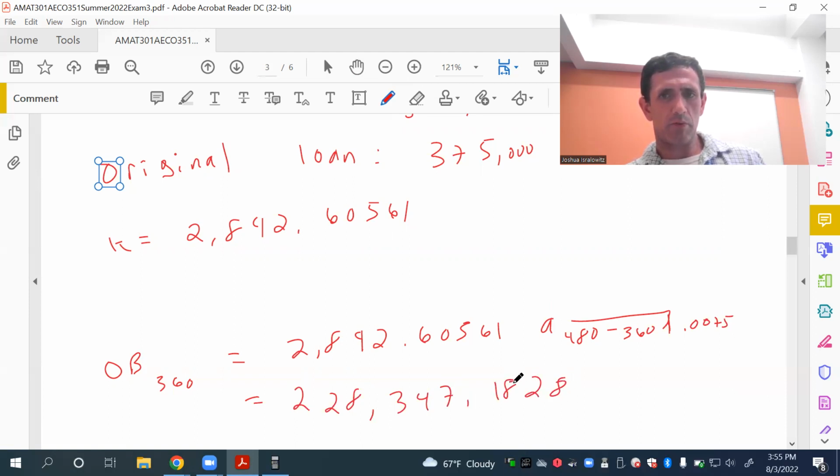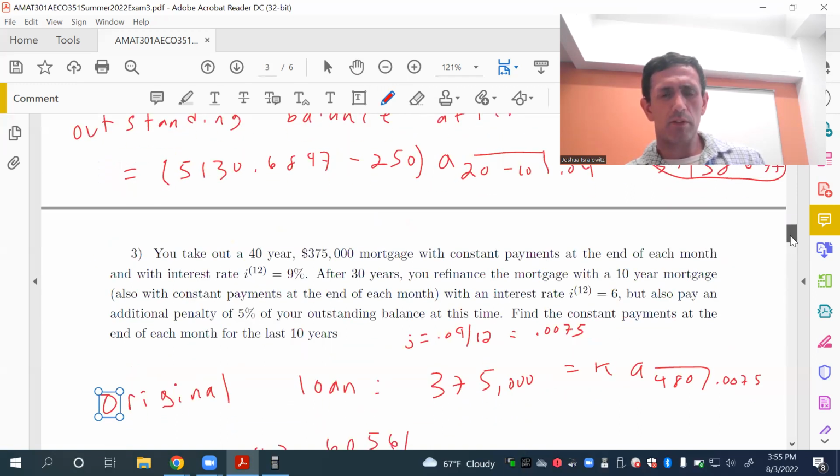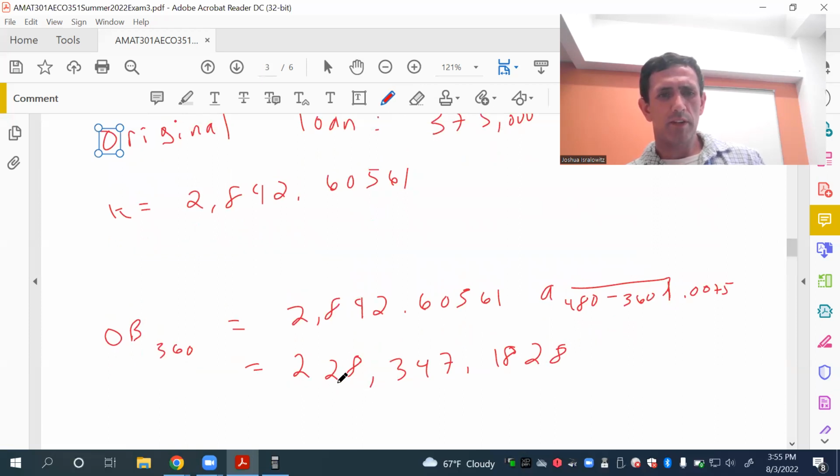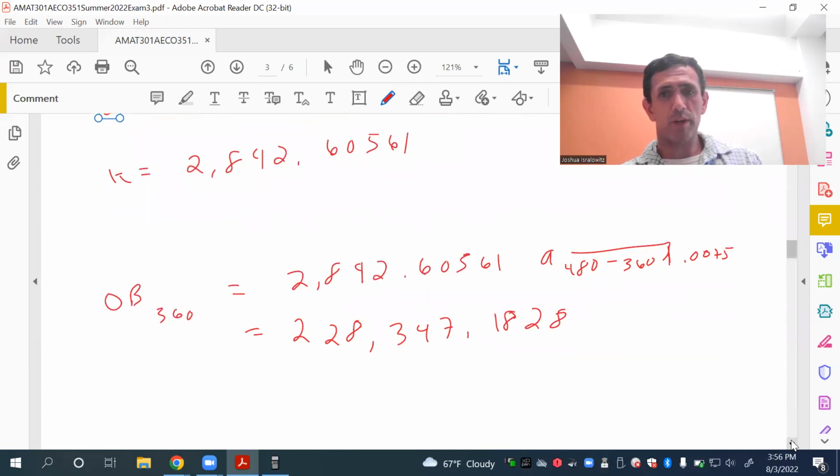228,347.1828. And it's always a little depressing to look at outstanding balances because, well, it's a 40-year loan, and after 30 years, you've only chipped away. It's not too bad. 375,000. You're at 228,000 after 30 years. But you're still nowhere near halfway paid off with the loan, even though you're 3/4 of the way through the entire loan. It is what it is.